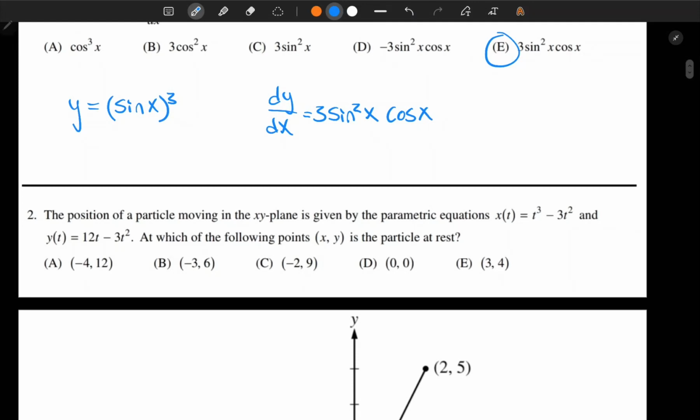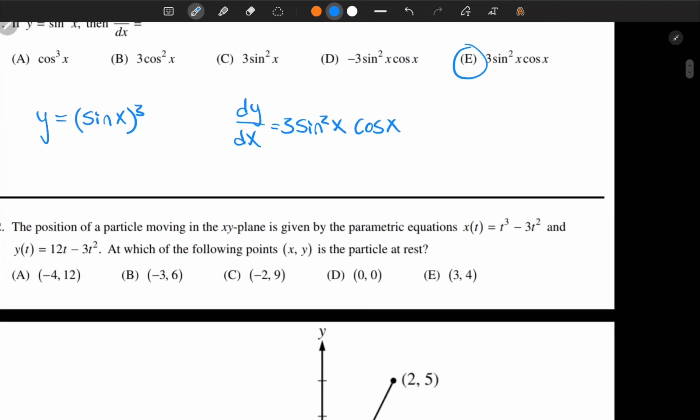Next, consider the position of a particle moving in the xy plane to be given by the parametric equations x of t is equal to t cubed minus 3t squared, and y of t is equal to 12t minus 3t squared. At which of the following points, x y, is the particle at rest? Well, for the particle to be at rest, the velocity in the x direction and in the y direction both have to be 0. So we have to solve for the velocities in the x and y direction.